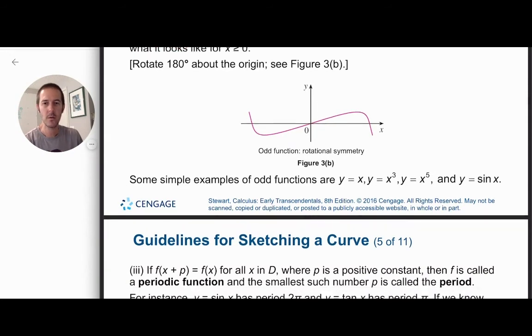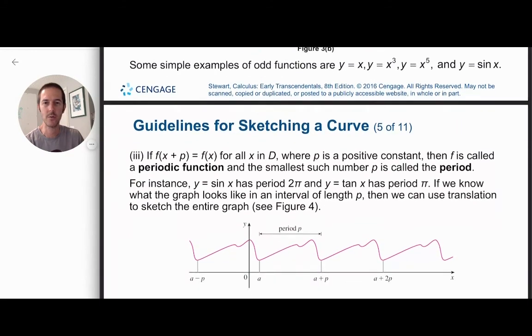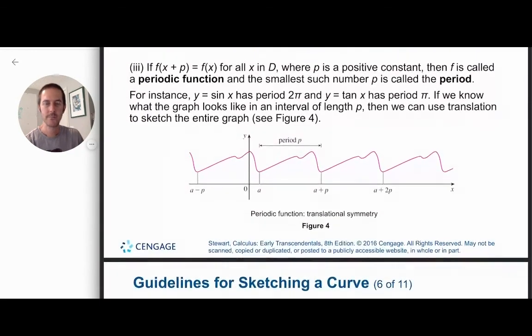And some examples of odd functions that you should be familiar with are y equals x. That definitely has symmetry through the origin, as does x cubed, x to any odd power. And the sine function, as you might recall from a pre-calculus class, is also an odd function. The sine function is also a periodic function, as are all of the trig functions.